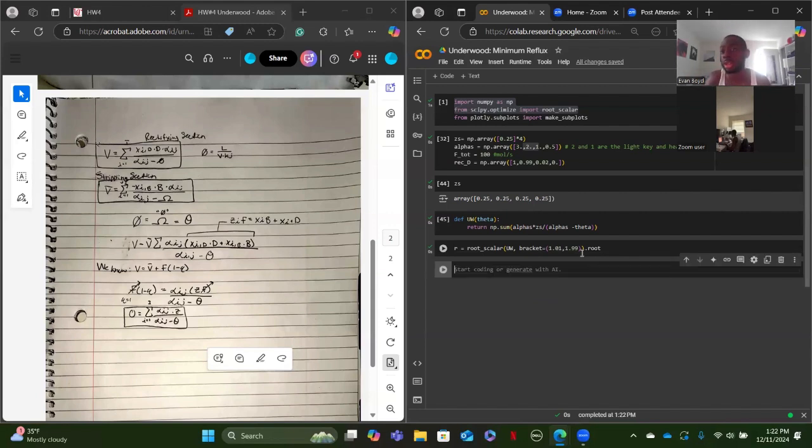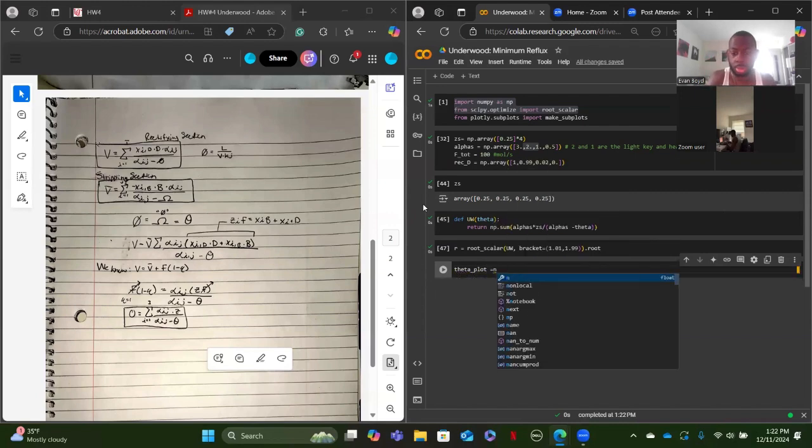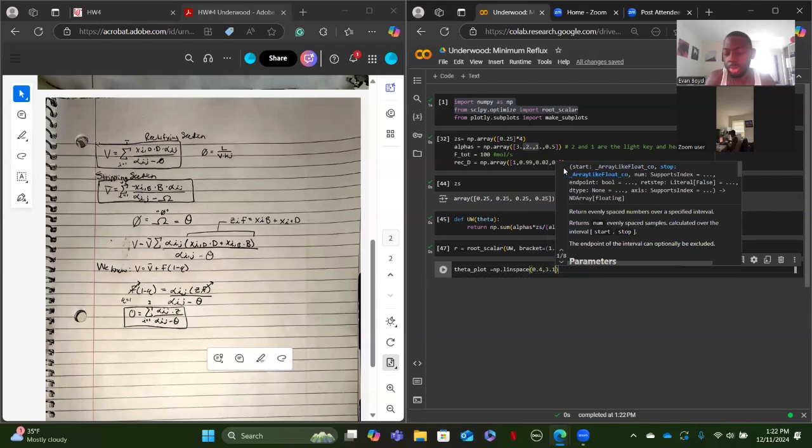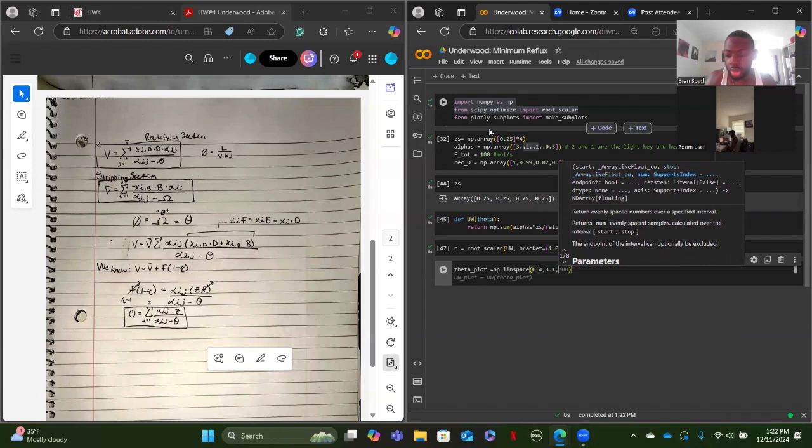So you can see how this will actually look visually. So we just do theta plot, which would be our x's. Then we do np.linspace, and we want to have it from our alphas. So we do 0.4 to 3.1, so right before and after the range of alphas. And then we do 200 points.